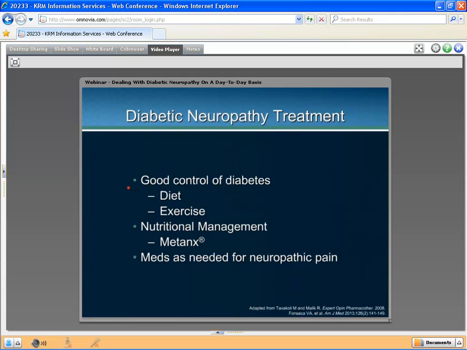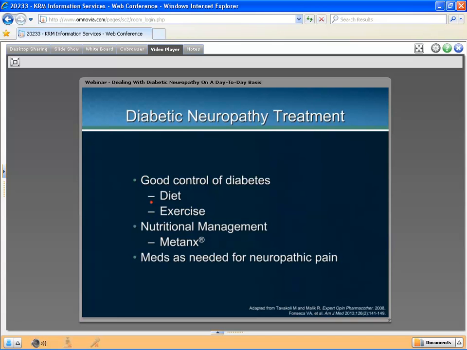Now, diabetic treatment, nothing substitutes good control of diabetes, and your diabetes, we're talking diet, exercise. Even though I'm not the diabetologist, I'm just the neurologist, when I see the patients, I emphasize these two quite significantly, because patients think, well, I'll take my metformin and that's it. My sugar's under control. No, you have to diet, exercise. These are tied for first place.